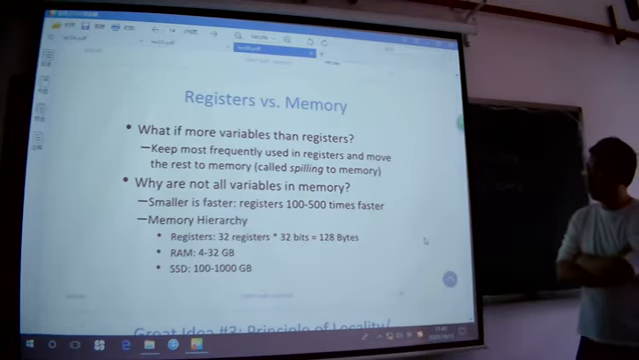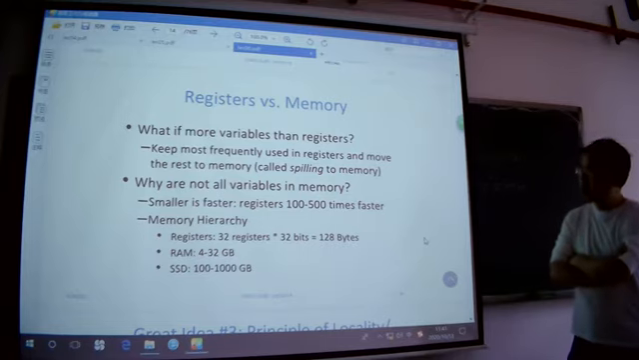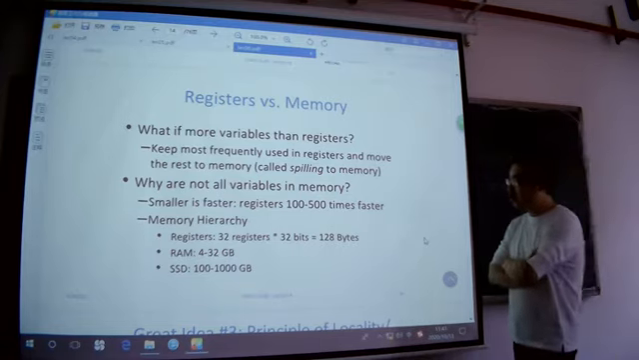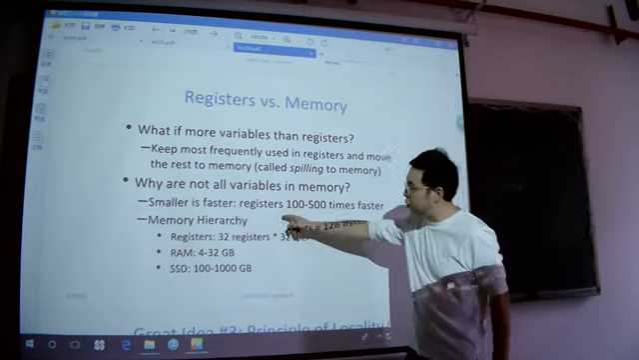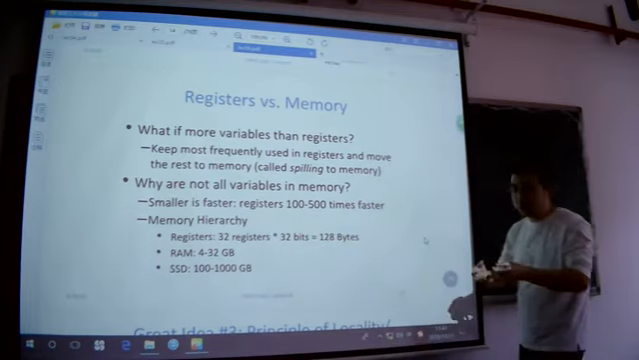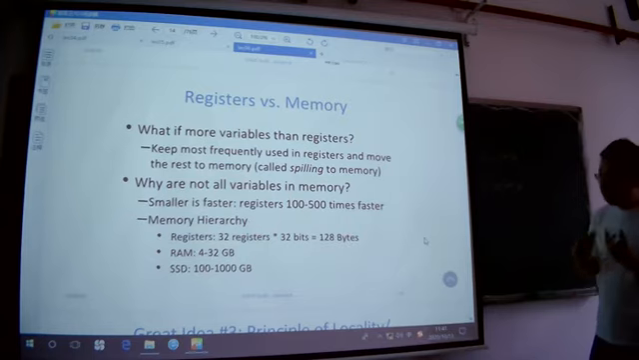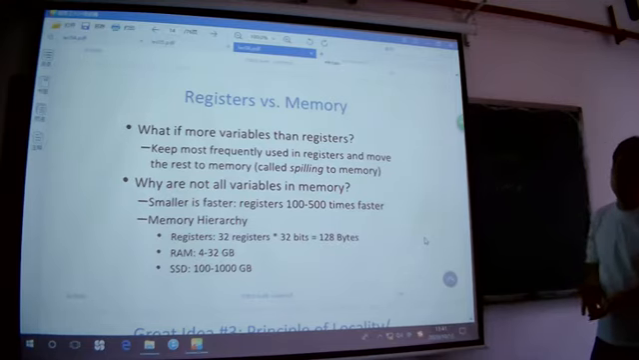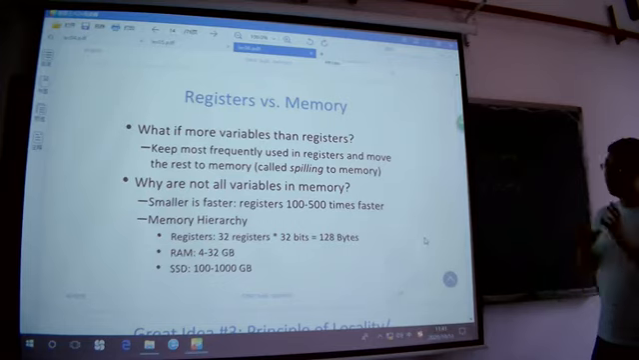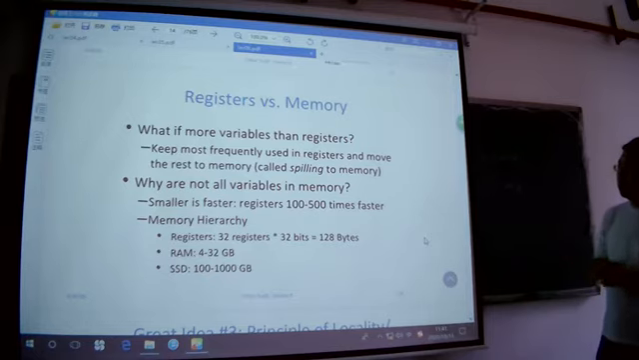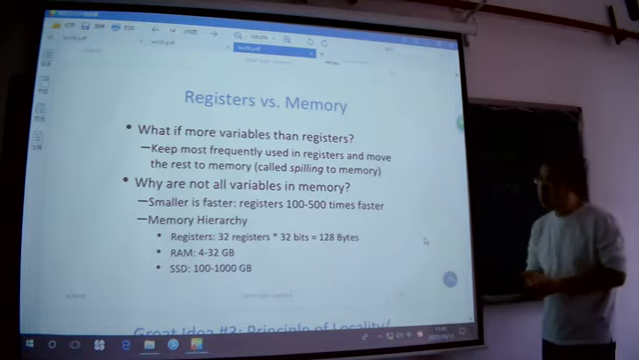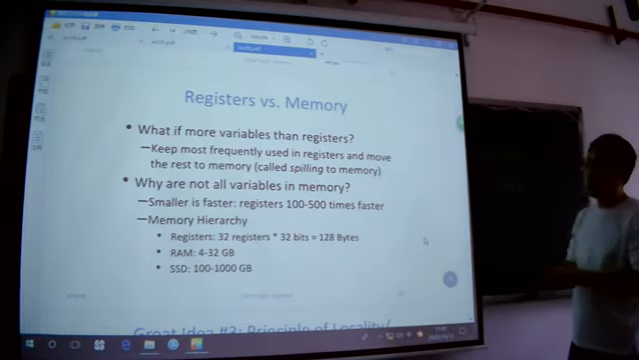Smaller is faster. Registers are 100 to 500 times faster. So you can find the register is very fast, but it is smaller. If the register were faster and bigger, it would be very useful for the future computer. So we can hope that scientists can produce bigger and faster registers.